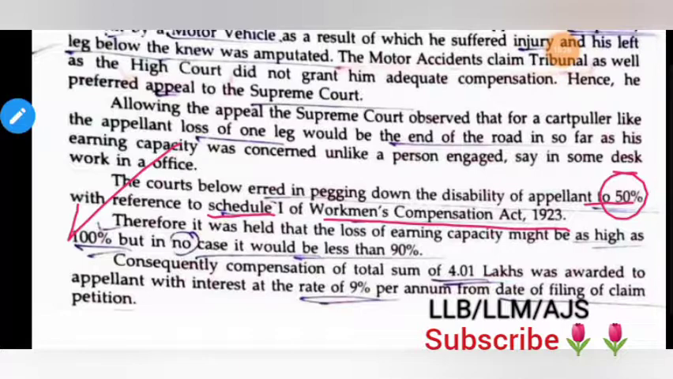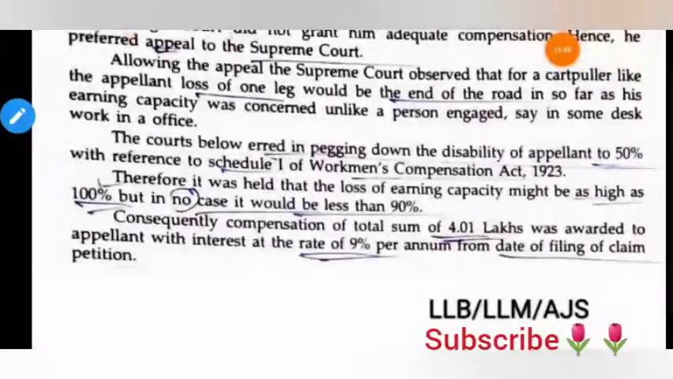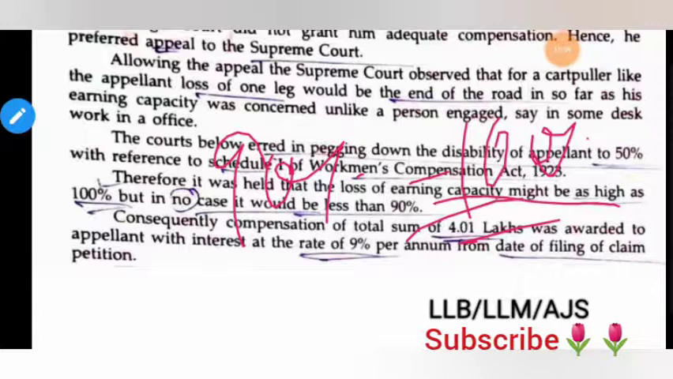What was the reason behind this? The court observed that for a carpenter like the appellant, loss of one leg will be the end of the road insofar as his earning capacity was concerned, unlike a person engaged, say, in some desk work in an office, because it depends on the nature of the work as well. That's why the earning capacity loss might be as high as 100%, but in no case less than 90%. So it may be 90% to 100% loss of earning capacity, not 50%.